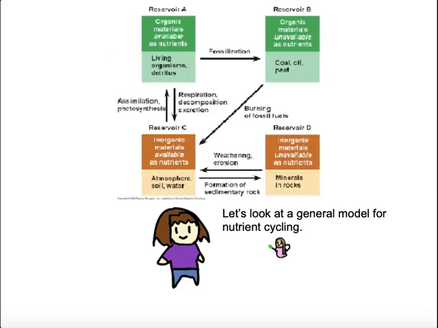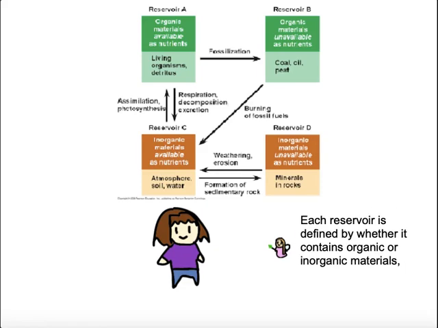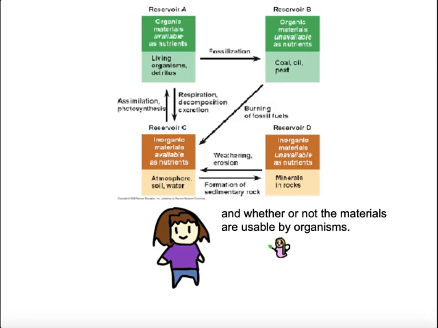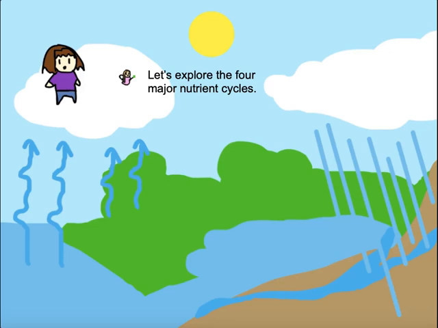Let's look at a general model for nutrient cycling. This model contains reservoirs of elements, and the processes that transfer elements between reservoirs. Each reservoir is defined by whether it contains organic or inorganic materials, and whether or not the materials are usable by organisms. The arrows explain how elements from one reservoir can move to another. Let's explore the four major nutrient cycles.